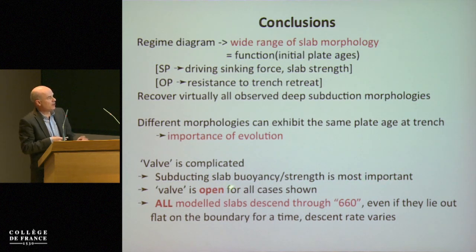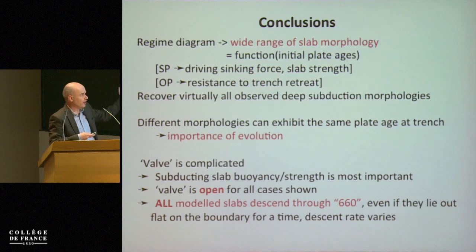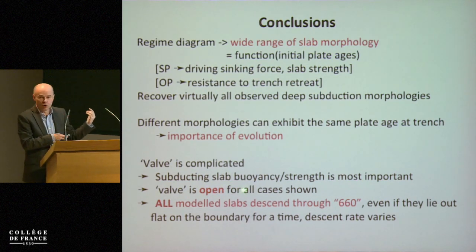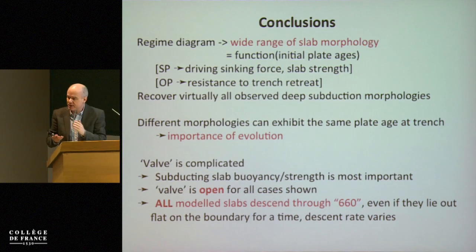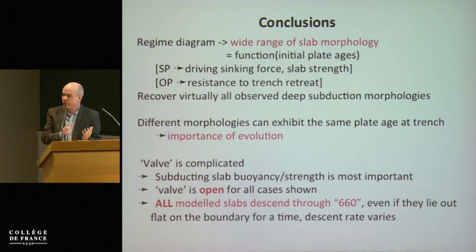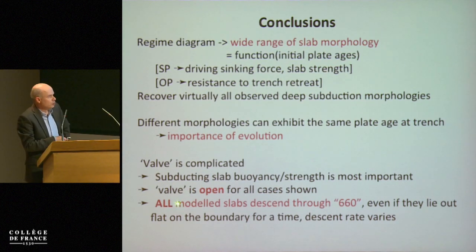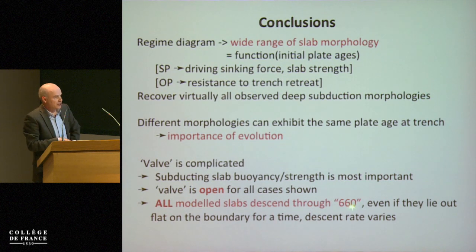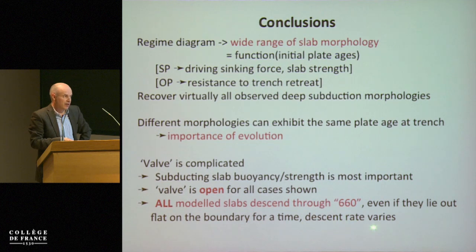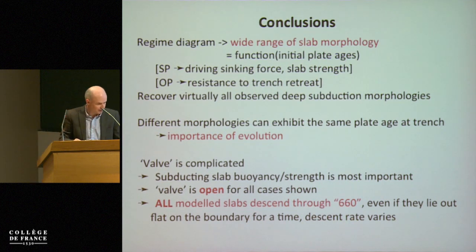Maybe the most important thing from where I started this whole thing, the motivation, the valve in all these cases is open. Okay? All these cases, we had material pass through that boundary. So all modelled slabs descend through 660, even if they lie out flat on the boundary for a time, and even if they vary the descent rate. But ultimately, all those were passing through.